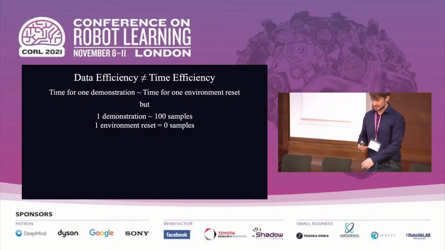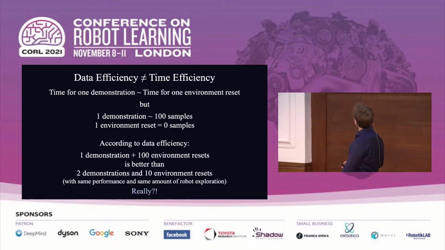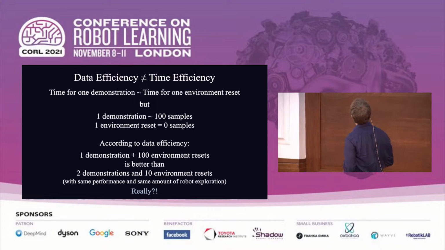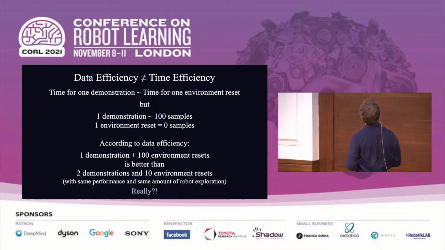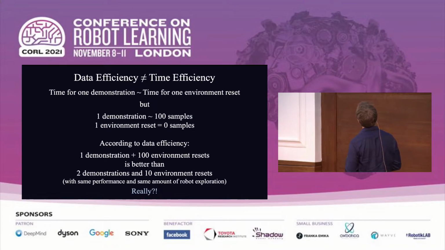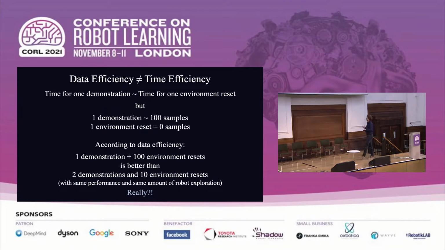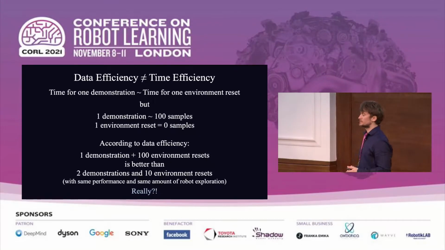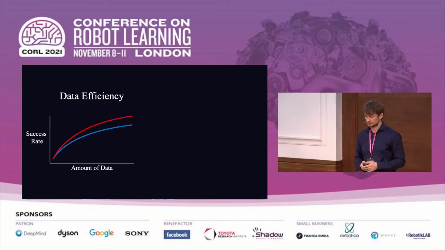That doesn't work. Okay. So according to the data efficiency metric, 1 demonstration and 100 environment resets is better than 2 demonstrations and 10 environment resets, assuming the same performance and the same amount of robot exploration. And what we're doing at the moment is encouraging the top method to be developed. But as a human, I would rather have the second method, the bottom method. So I'd rather provide 2 demonstrations and 10 environment resets than 1 demonstration and 100 environment resets, because I want to be lazy. You know, I don't want to have to spend time teaching the robot.